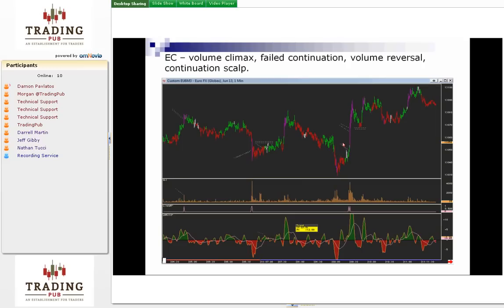Very important. So here's a case in the EC where you see at the end of a little push up, we had a volume climax, range expansion, increase in volume. It was not a new breakout. The market had been uptrending for a little bit. Again, great time to take profits if it's at the end of the swing.